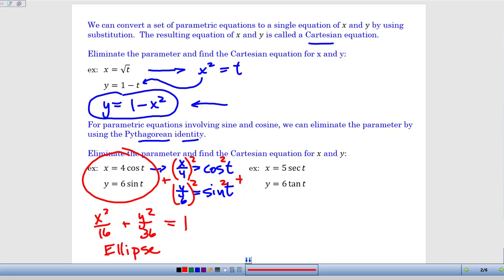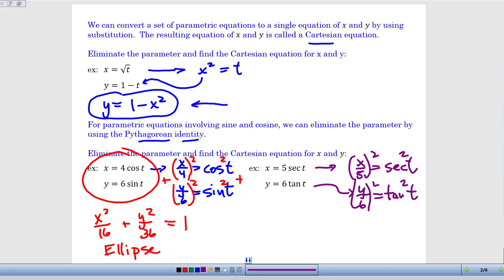In the second example, we're going to do the same sort of thing. We're going to isolate the trig piece in each of the equations. We'll then square both sides, but obviously we're going to have to use a different Pythagorean identity to help us solve. So if we isolate the secant, we're going to get x over 5 equals the secant of t. And then in the second equation, we'll get y over 6 equals the tangent of t. Like the previous one, since we're headed towards using a Pythagorean identity, we're going to square both sides of both equations.